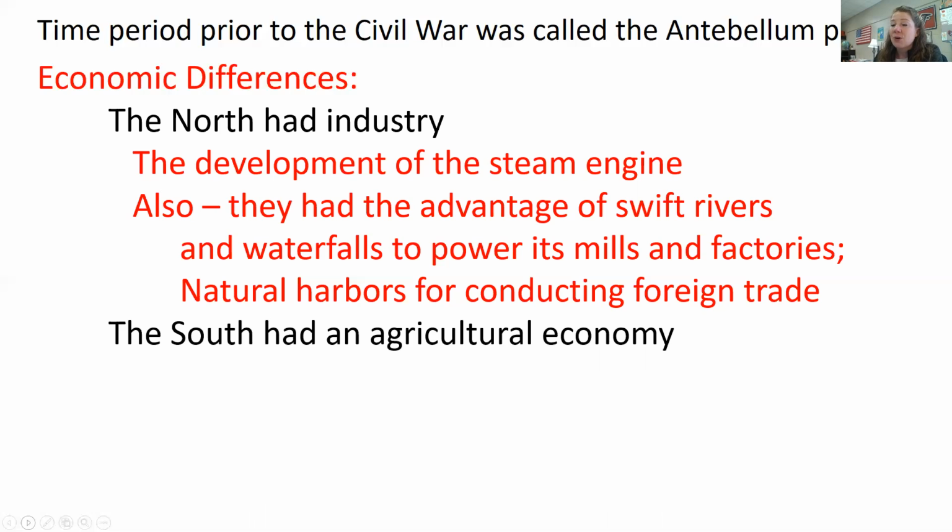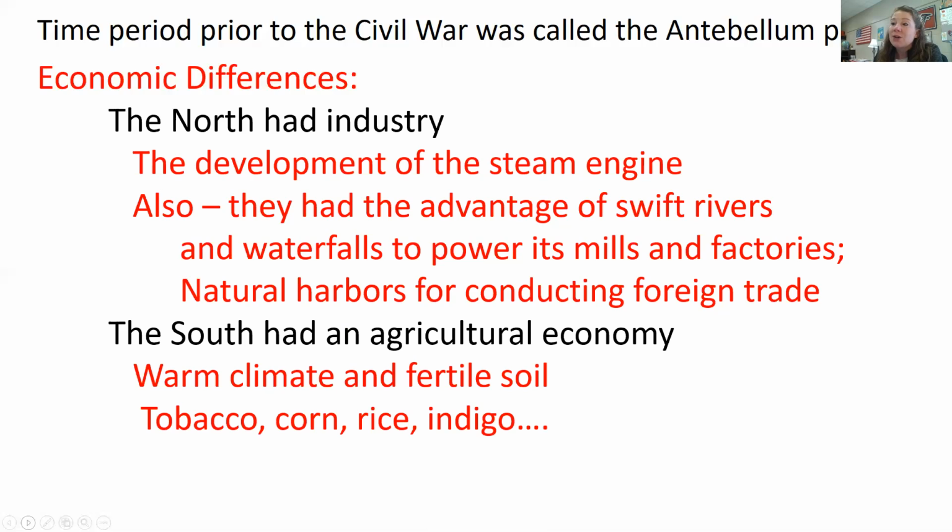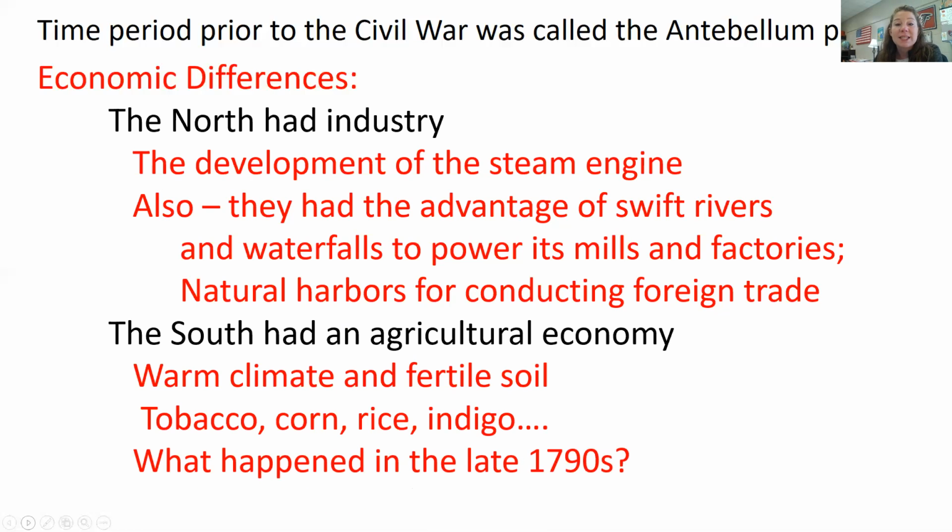The South had an agricultural economy. We have, of course, warm weather and fertile soil in the South. We grew tobacco, corn, rice, indigo. Some of those things were from our Trustee days. And then, of course, in the late 1790s, what happened? Eli Whitney created the cotton gin, and cotton became king in the South. So it totally affected our economy and made us very dependent on that one crop, cotton.